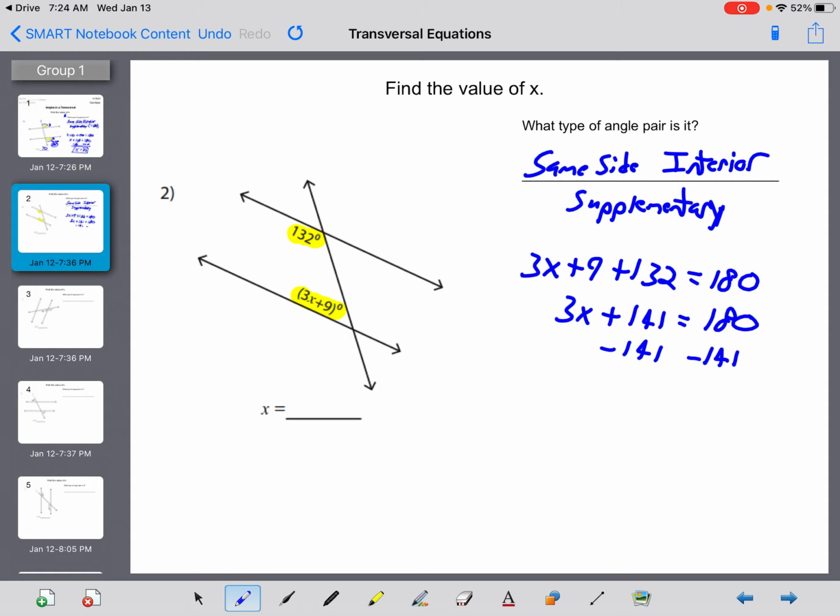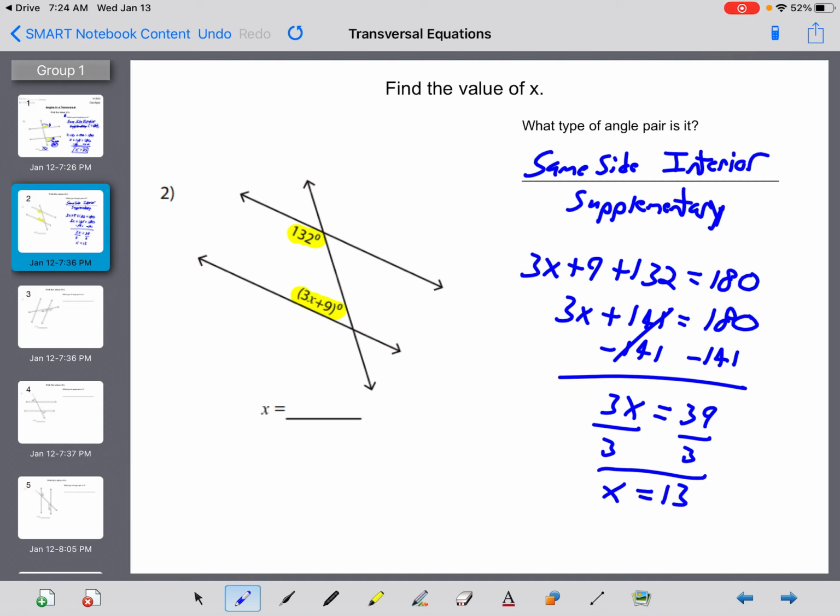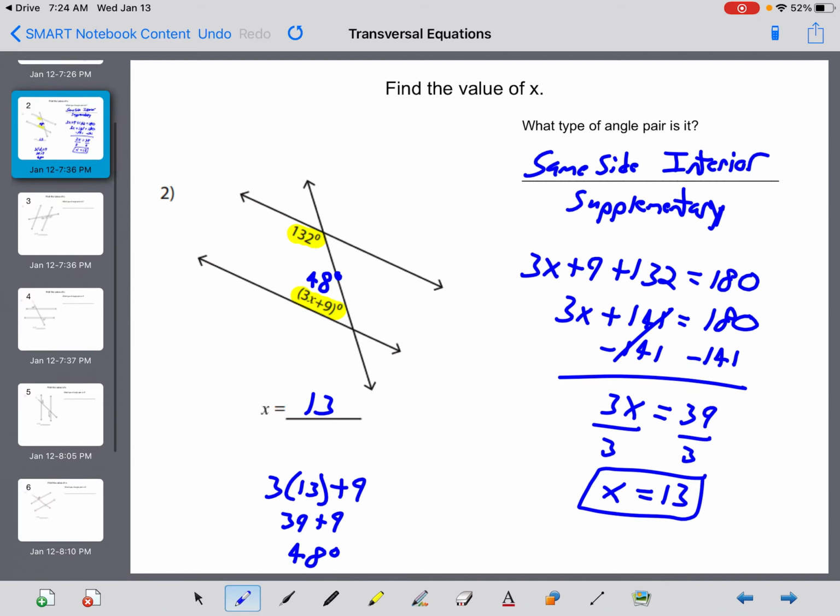Subtract 141 on both sides, and 3x equals 39. Okay, now you have a 3 as your coefficient with your x. So you need to divide both sides by 3, and x equals 13. So x equals 13, but your angle is 3 times 13 plus 9, which is 39 plus 9, which is 48 degrees. So label 3x plus 9, 48 degrees.